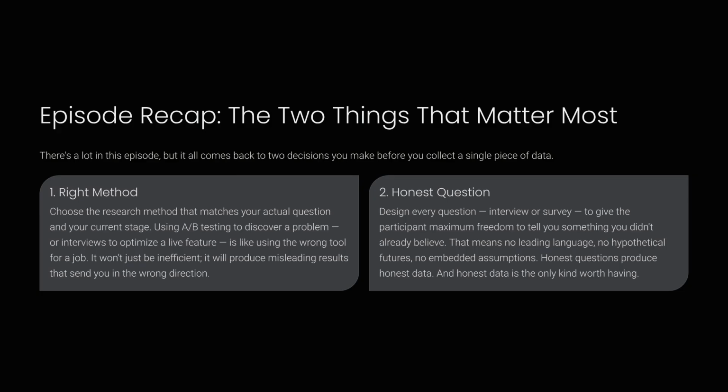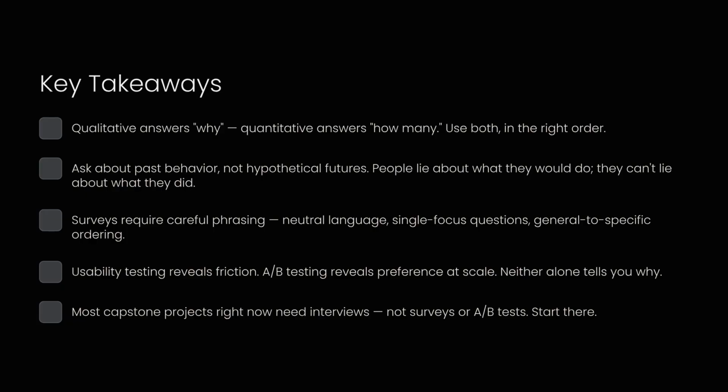In summary, there are 2 pillars for successful research: choosing the right method for your stage and crafting honest questions. Using the wrong tool or leading questions will only lead to biased, misleading data. Remember, qualitative research answers why, and quantitative answers how many. Always ask about past behavior instead of future hypotheticals. For now, focus on interviews, as they are the most effective tool for early-stage capstone projects.